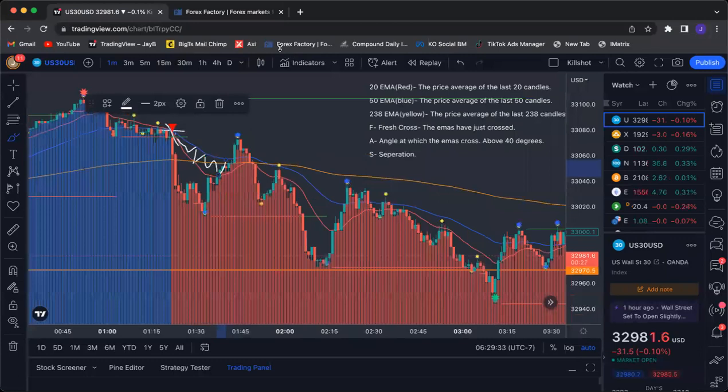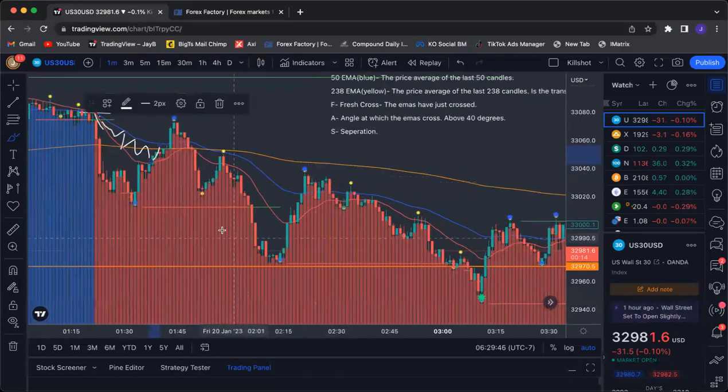So if it wants to do this, maybe we get a second entry or we can wait it out. Okay. So, right, we have the separation of these EMAs, right? You can see another big separation here. So when these things start to separate from each other, that's when you're like, okay, maybe I'm going to get a little bit more of a push out of these.